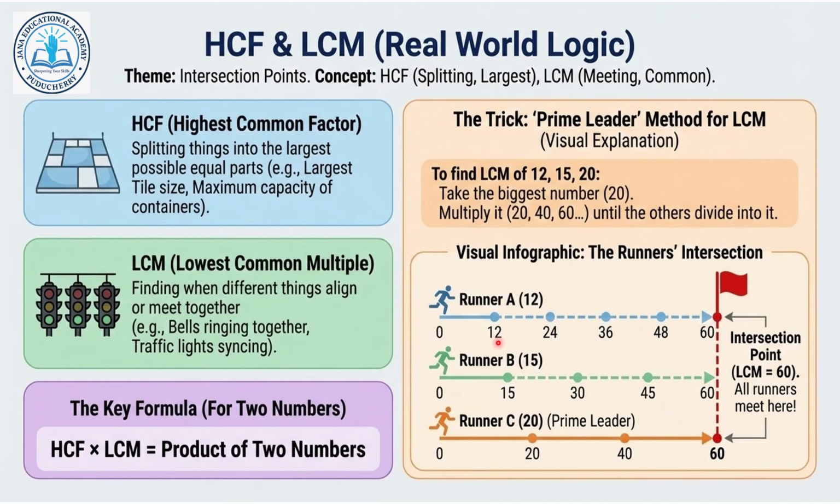So 5 12s are 60, 15 into 4 is 60, 20 into 3 is 60. So all get the multiples. So this is called the lowest common multiple. Because after that there are so many multiples. 120 is there, right? For example, 120 is also divided by 20, 15, 12. But what is the lowest among them? The lowest among them is 60. So it is called the lowest common multiple. Okay, now go to the next slide.